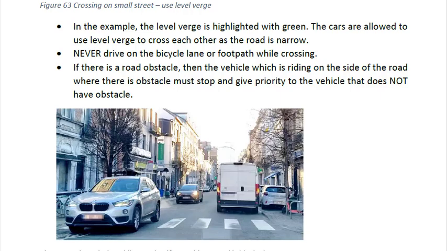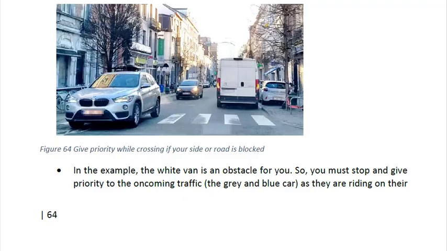So here, this is a priority thing. When there is an obstacle on your side of the road, you must always give priority to the traffic coming from the opposite direction. So in this example, because this van is an obstacle for you, you must first stop, let the two cars on the left pass, and then only when that side of the road becomes free, you are allowed to use that side of the road and then continue driving.